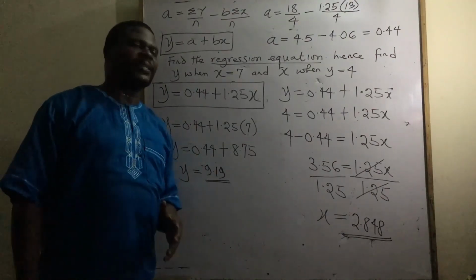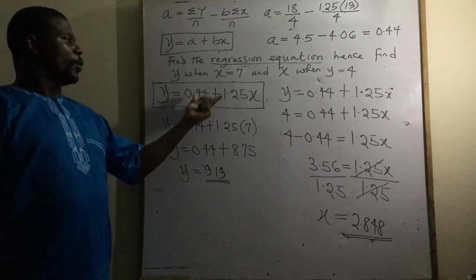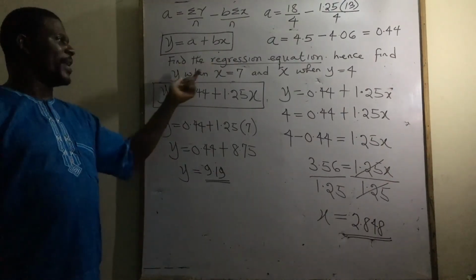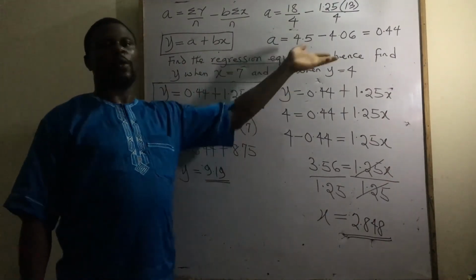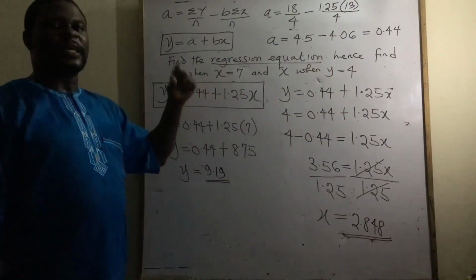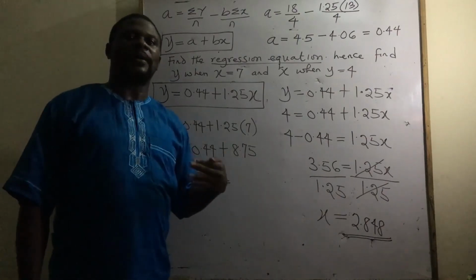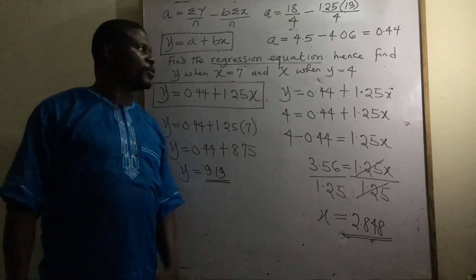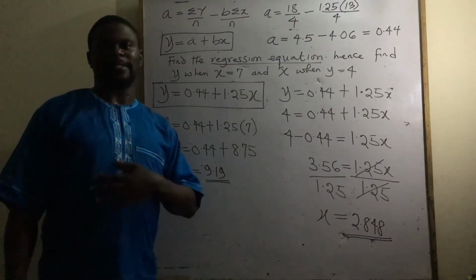So in regression analysis, this is what they can ask you. They will ask you to find the regression equation. Then they can say find y when x is 7 or find x when y is something. Don't forget, at times they may not use x and y. They may use variables like sales and advert. So with this, I've come to the end of regression analysis.